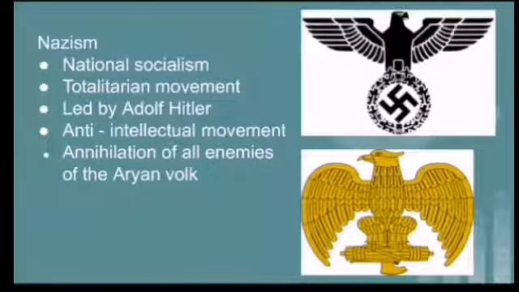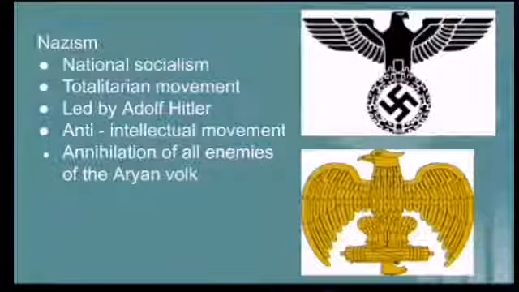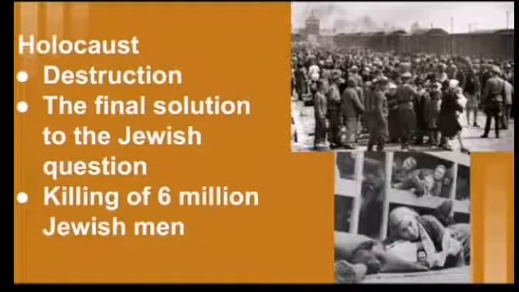And Nazism, these are the symbols of Nazism, and National Socialism is the full form. It was a totalitarian movement led by Adolf Hitler, and an anti-intellectual movement, and the main aim of this movement was the annihilation of all their enemies in the Aryan world, right? They wanted to exile their enemies, and we can see they presented and oppressed their opposition through such routes. So for that they used lots of issues and problems.